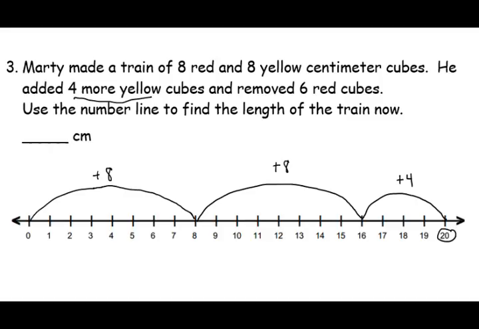Now he's going to remove 6 red cubes. That means the total distance of the train will be 6 less than 20. So I'm going to jump backwards from 20 by 6 cubes. So if I jump back from 20, I could do a jump of 4 takes me right back to where I started before I added on that 4, and then I would have to jump back 2 more in order to show that I'm jumping back a total of 6 red cubes. That means the total distance of the train is now 14 centimeters.